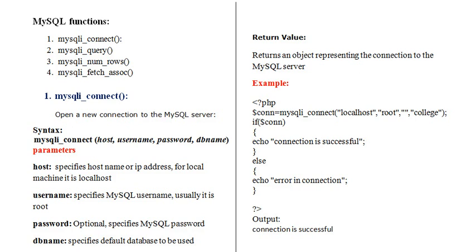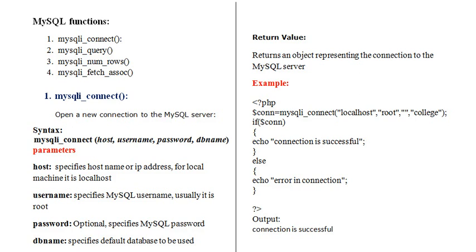In that there are four parameters. The syntax of mysqli_connect has how many parameters? Four parameters. The first parameter is the host, the second parameter is the username, the third parameter is the password, and the fourth parameter is the database name. The host specifies the name of the host or IP address.